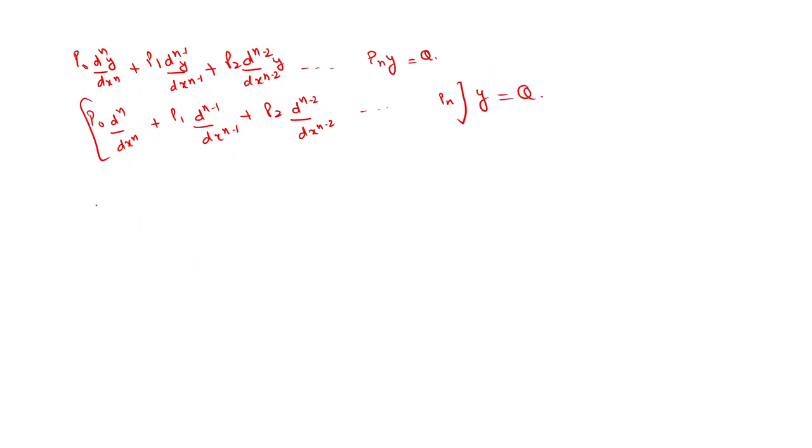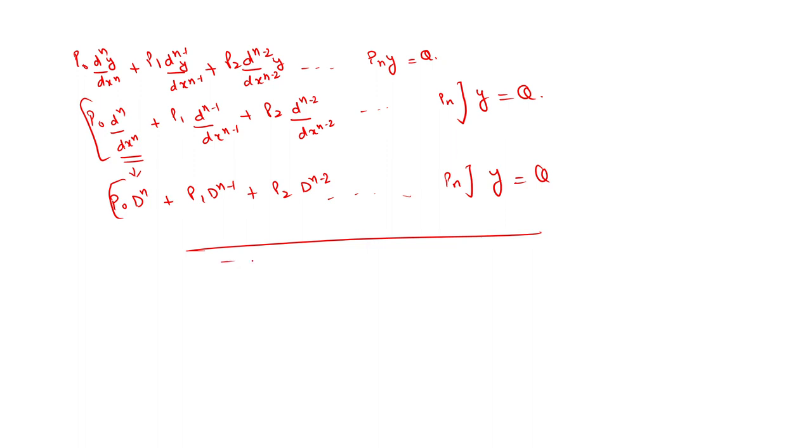Now, how can you write it down? This can be written as the operator P naught D^n, P1 D^(n-1), P2 D^(n-2), up to Pn, acting on y, equal to Q. So this is known as its symbolic form. If your Q is equal to 0, then this is homogeneous. If your Q is not equal to 0, it means it is non-homogeneous.